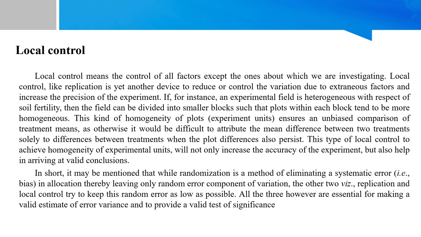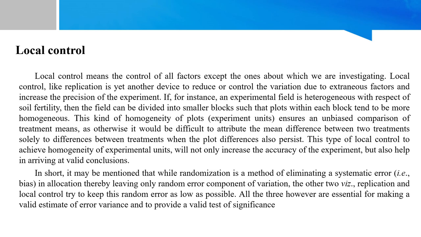If, for instance, an experimental field is heterogeneous with respect to soil fertility, then the field can be divided into smaller blocks, such that the plots in each block tend to be more homogeneous. This kind of homogeneity of plots ensures an unbiased comparison of treatment means, as otherwise it would be difficult to attribute the mean difference between two treatments solely to differences between treatments when the plot differences also persist. This type of local control helps to achieve homogeneity of experimental units, which will not only increase the accuracy of the experiment but also help in arriving at valid conclusions.